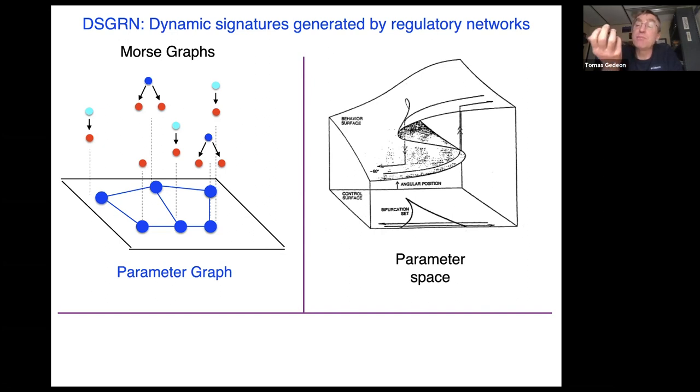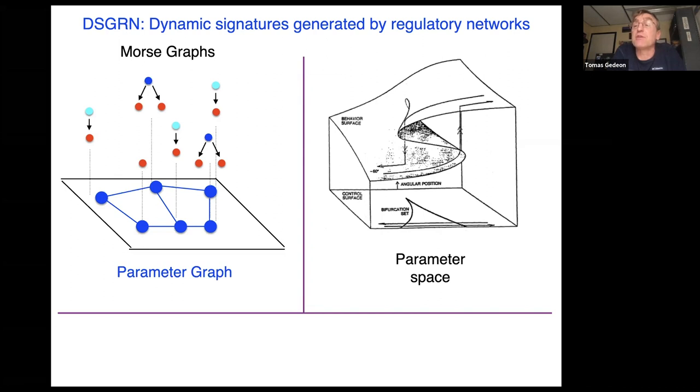The analogous picture which we want to think about, but again, obviously in much higher dimensions, is that on the left side, we have a parameter graph, which describes these domains of the parameter space, finitely many of them. And then in the vertical direction, dynamics is described by Morse graphs, which again arise from the state transition graphs. All of this is inherently combinatorial and finite, i.e. computable.